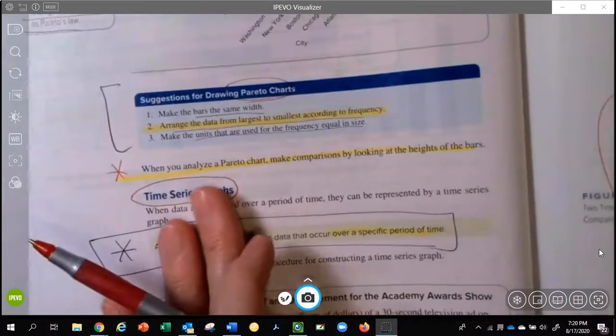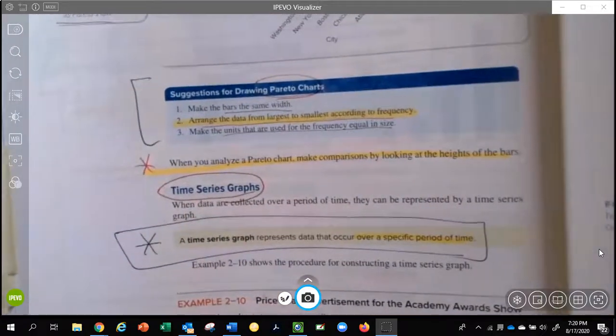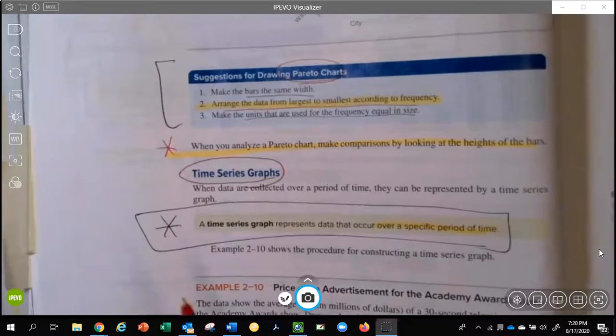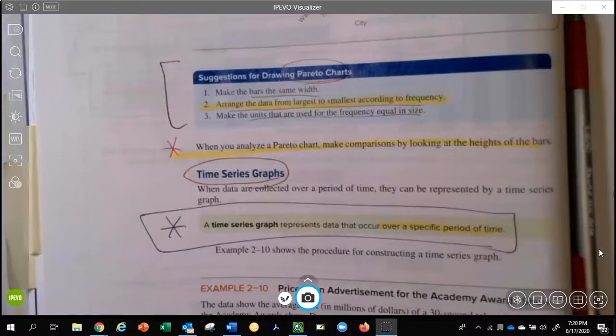So I'm going to pause the video. Actually, I'm going to stop this video. Yeah, I'm going to stop this one, and then we'll pick up the next video with the time series graph. So in this video, we talked about bar charts and Pareto charts.